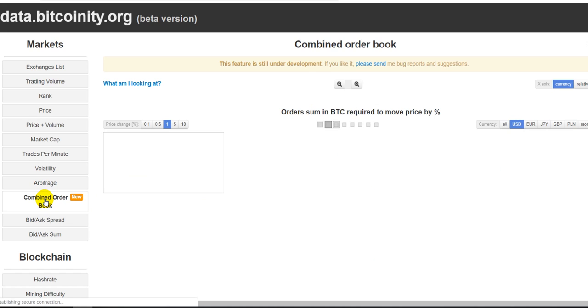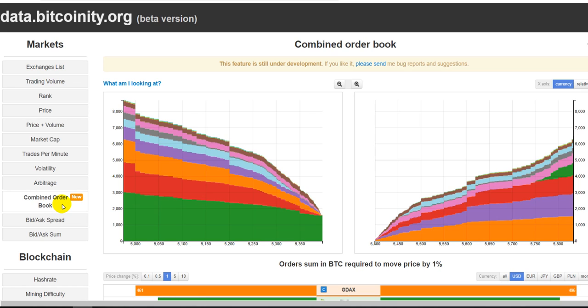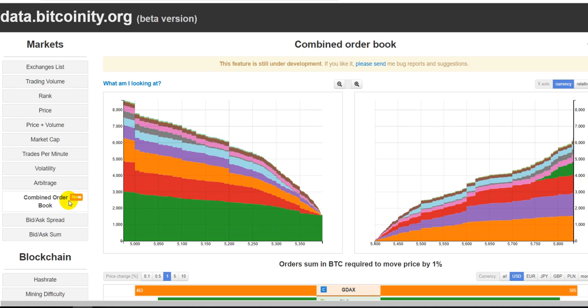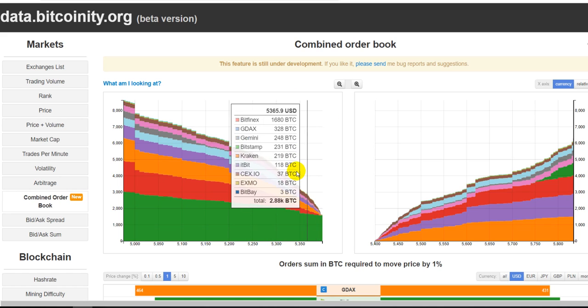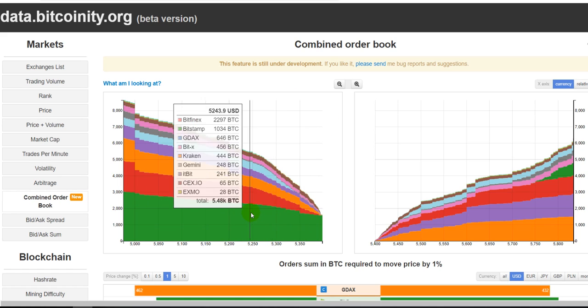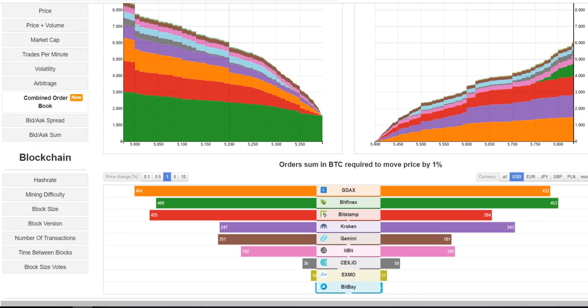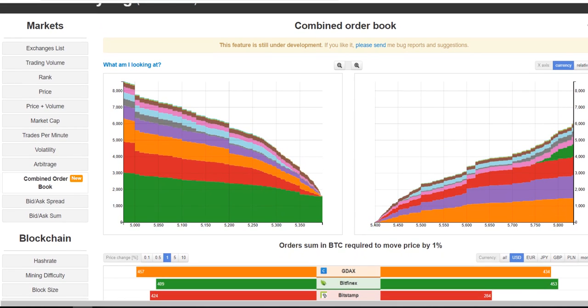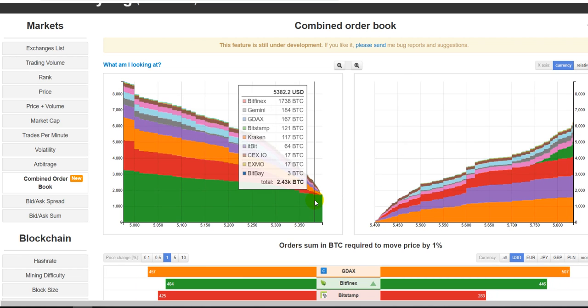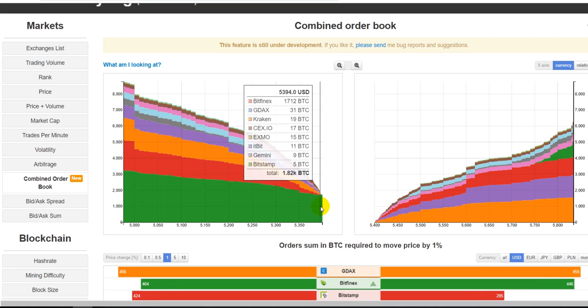So here we also have a combined order book, which is really awesome. I like this picture. When you are on just a single exchange, you never know if it represents the full thing. Here, it's not the full thing, but at least quite a few large exchanges are represented, and I think you get a really nice picture. And so you can see that a lot of people are ready to buy pretty soon.